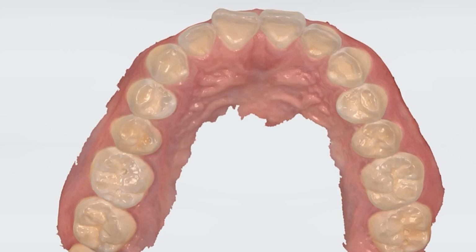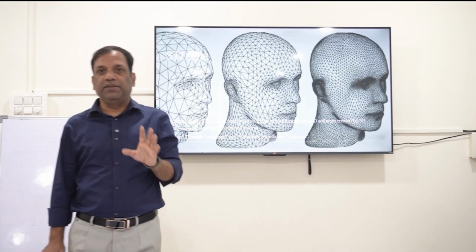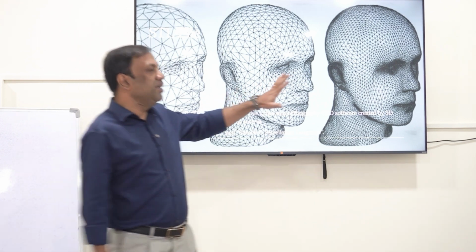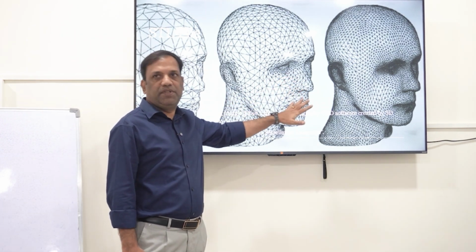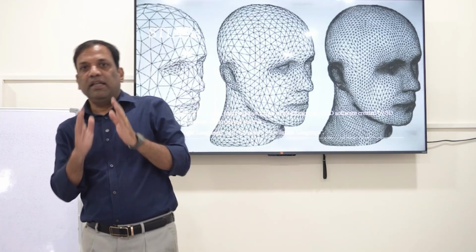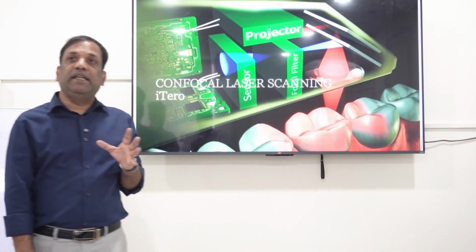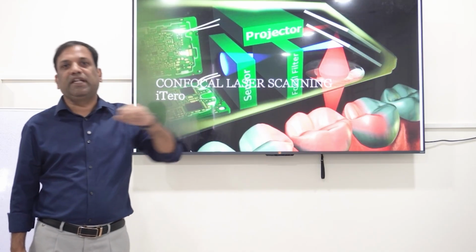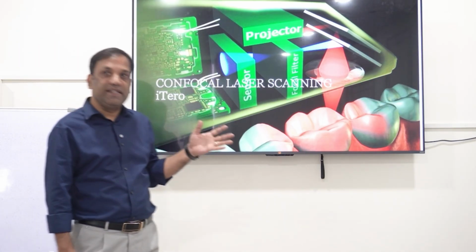And this file is called an STL file. This is a standard triangular language file. A good scanner and a bad scanner are decided on how dense an image it is capturing. So capturing the image data is one aspect. Various technologies are there to capture this image, like video, confocal, or laser. Everyone is trying to make images and stitch them.